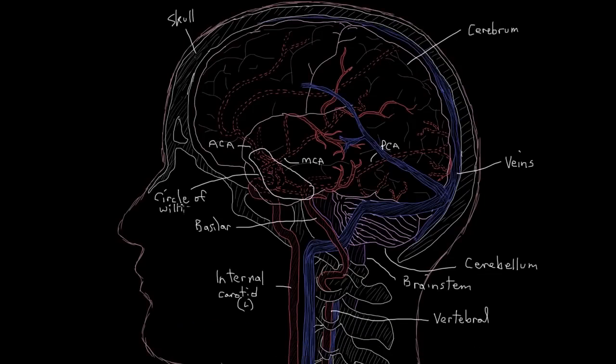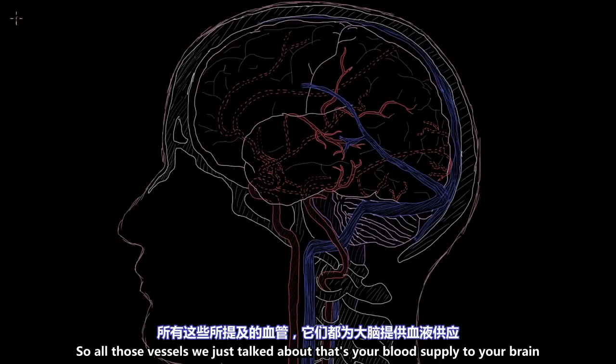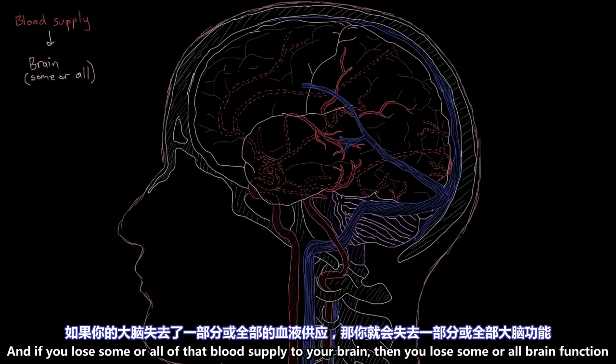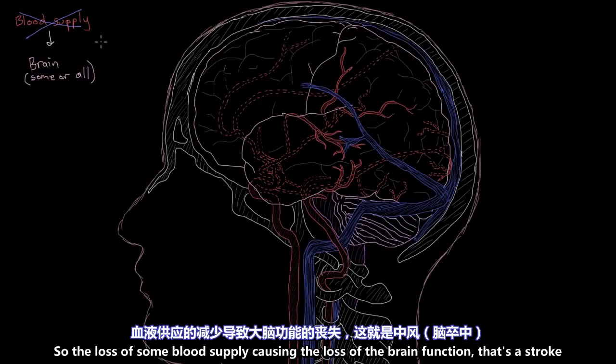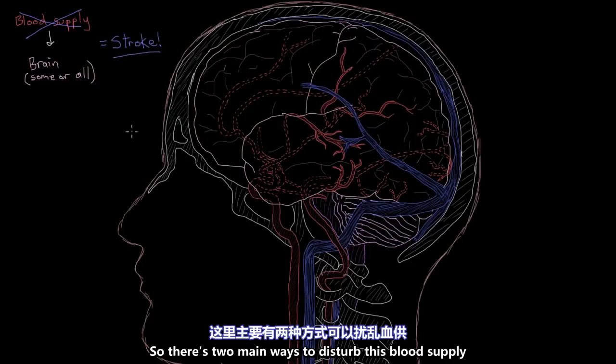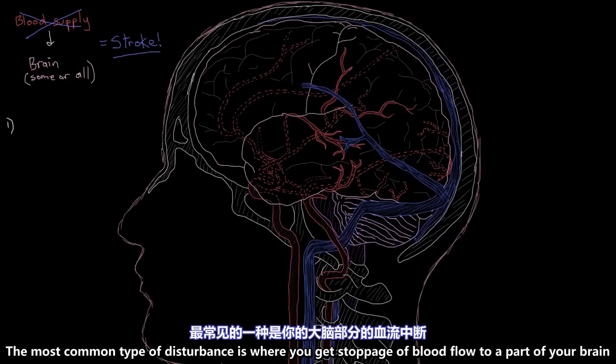Alright, so let's jump into it. All those vessels we just talked about, that's your blood supply to your brain. And if you lose some or all of that blood supply to your brain, then you lose some or all brain function. So the loss of some blood supply causing the loss of brain function, that's a stroke. There are two main ways to disturb this blood supply. The most common type of disturbance is where you get stoppage of blood flow to a part of your brain.